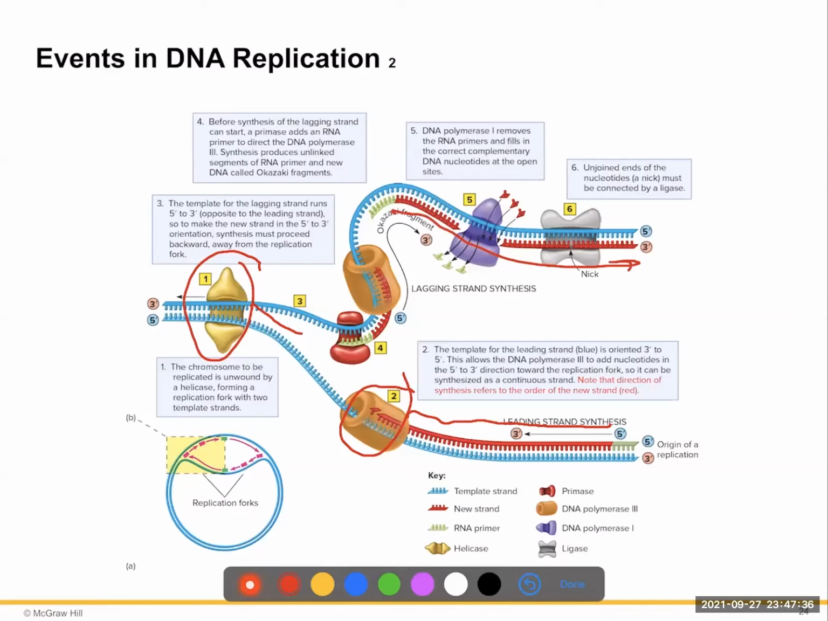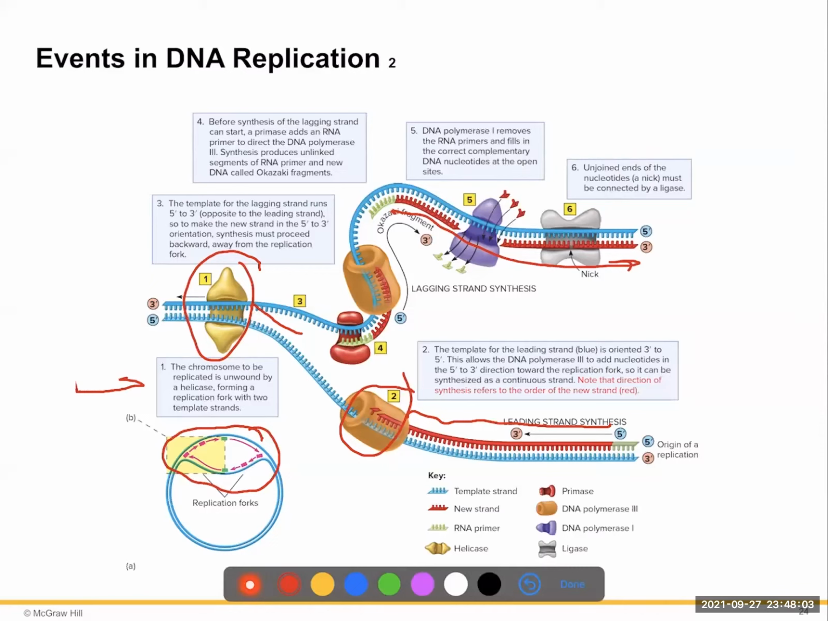Okay. So if we look at here, here's where we're starting. This is what it looks like. Here's your replication fork. The chromosome to replicate is unwound by what's called a helicase, which is an enzyme that opens up the DNA. It forms a replication fork, which means it opens up. And then two template strands are formed.